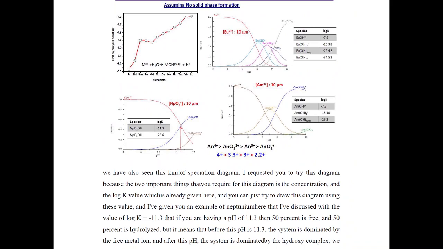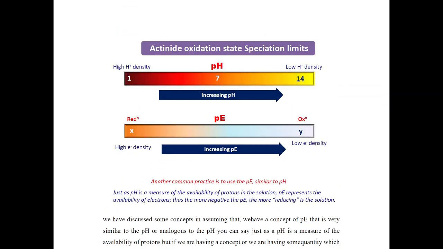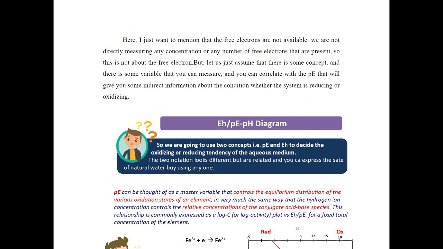Talking about actinide hydrolysis, assuming no solid phase formation, Mn+ plus H2O is giving MOH (n-1). U3+ is 10 micromolar, U2+ is 10 micromolar, Am3+ is generating. Assuming no solid phase formation, U4+ is 10, U2 is 10. Next, actinide oxidation state has some speciation limits. Now, for high H+ density, the increasing pH is 14, for low it is electronegative.